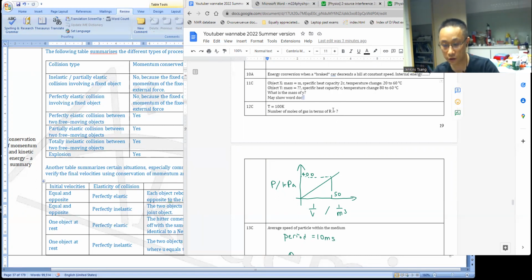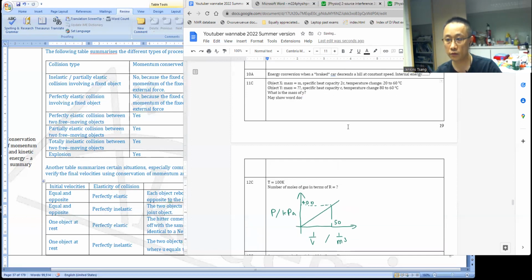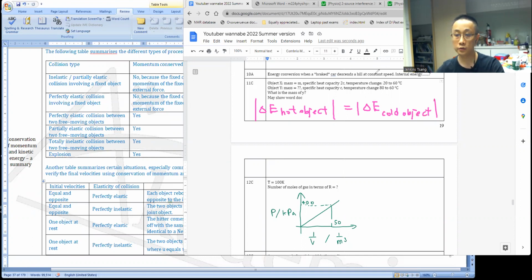Question 11 now, so this is about mixing. They give you the properties of the two objects, their masses, the specific heat capacities, and the temperature changes. They want you to find the mass of Y in terms of the mass of X. So in a mixing situation, the energy lost, so the change in energy by the hot object, should equal the change in energy by the cold object, because that's how energy conservation works.